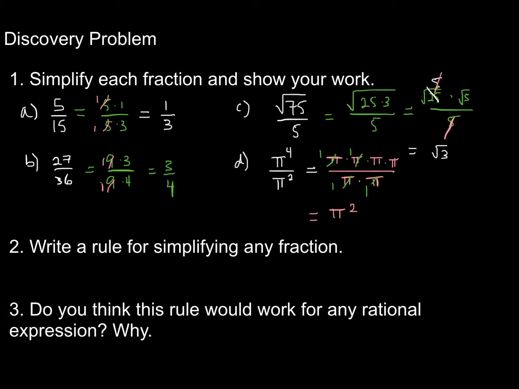What you'll notice is that the rule we've come up with is that if I can factor out a common factor, and I'm looking for the largest common factor that the numerator and denominator have in common, then when I cancel those out, because something over itself is 1, I'll be left with the most simplified version of the fraction. And we'll illustrate this in a second. Now, whether or not this rule works for rational expressions is a whole other question.